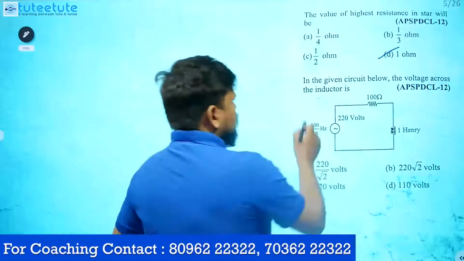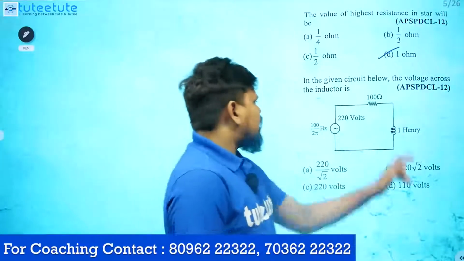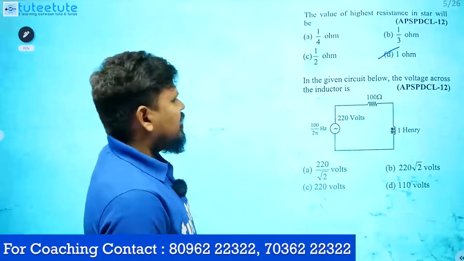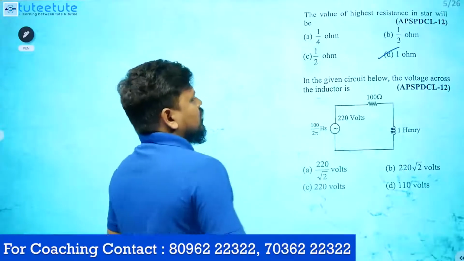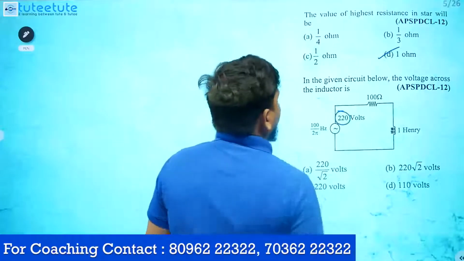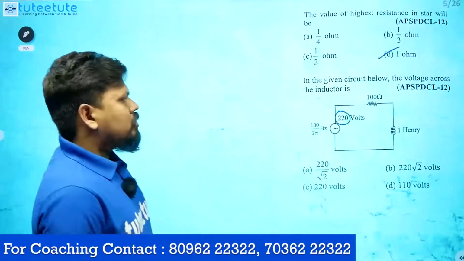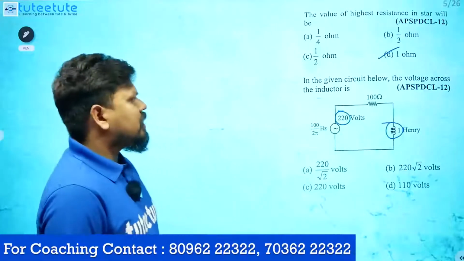Next one: in the given circuit below, the voltage across the inductor is, across the inductor they are asking the voltage. This is an AC model question. Anyway, we can do it here also. It is an AC question. What they have given is 220 volts. They are asking the voltage across the inductor. Understanding, right? Voltage across the inductor.